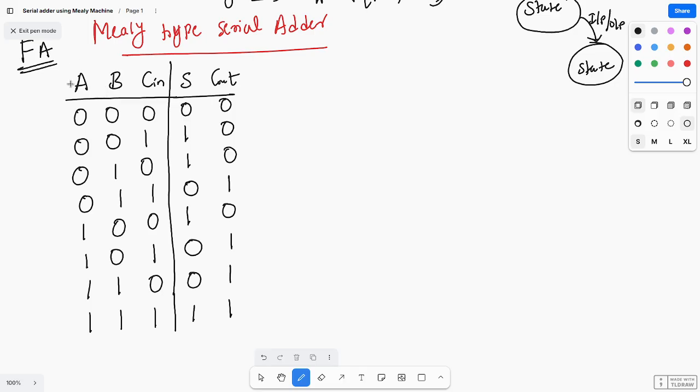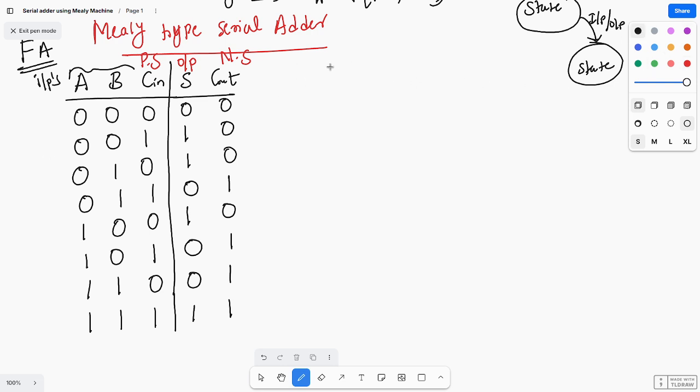Let us take these as the inputs. This one we consider as the present state, and carry out is nothing but the next state. And this is my output, the sum output. So there are two states.